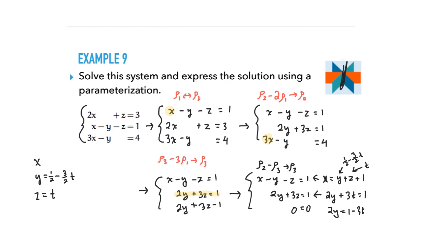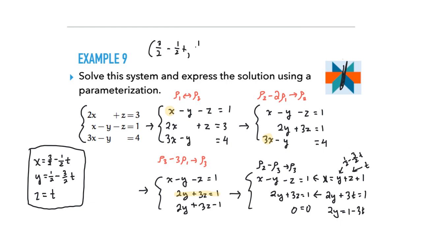And so, collecting all of the like terms, I find out that x is equal to 1 plus 1/2 is 3/2, and negative 3/2 plus 1 is negative 1/2. So 3/2 minus 1/2 t. And this is my parameterization that describes all possible solutions. If you prefer to write it as an ordered triple, you could write it as 3/2 minus 1/2 t, comma, 1/2 minus 3/2 t, comma, t.